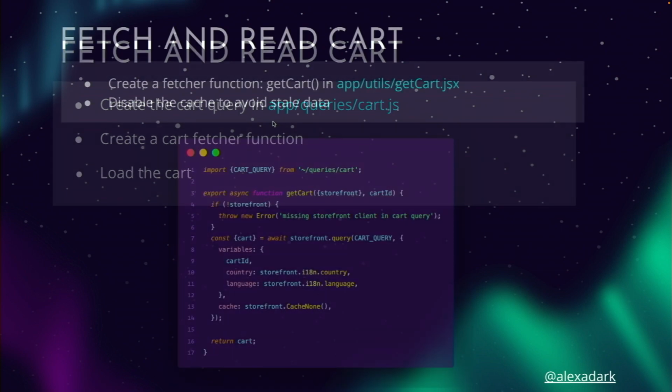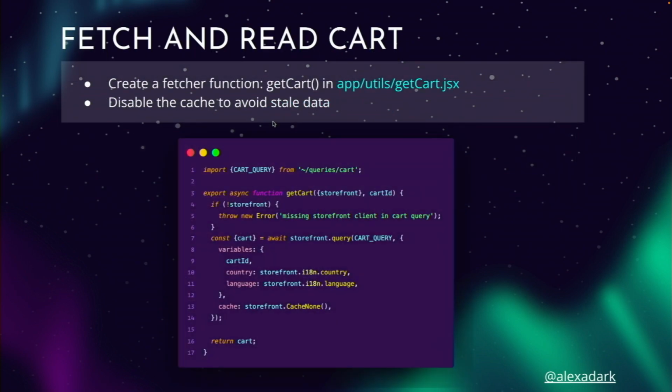And here is my get cart fetcher function. And here, as you can see, there is a cache, because Hydrogen caches the data automatically by default for 10 seconds, but we don't want to have stale data while users are adding items to the cart. So this cache can be customized or disabled. So here we disable it with storefront cache none.